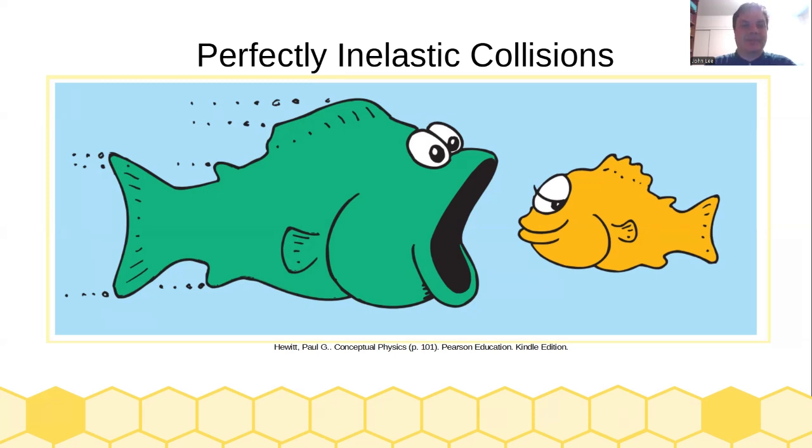For the three examples that we're going to do next, we have a fish, which is going to be swimming and eating another fish. As the two fish come together, they start moving together as one object and have a different velocity based on this conservation of momentum.